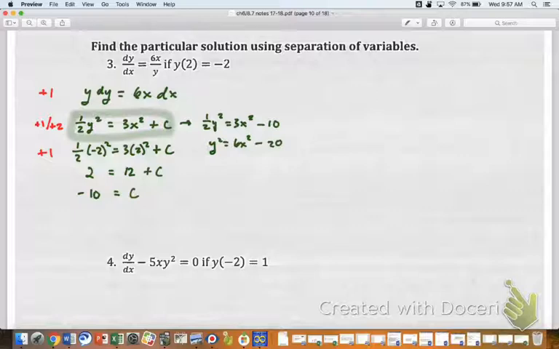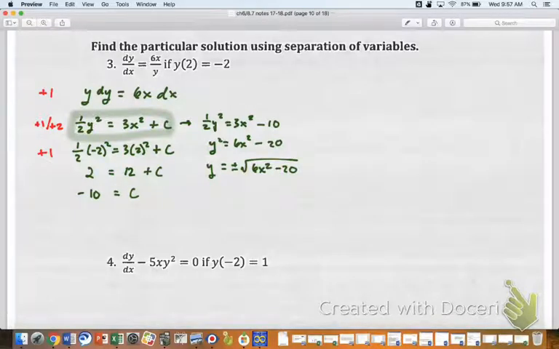Have you noticed I haven't awarded any more points to myself yet? Because I haven't earned any more points yet. I'm about to, though. I need to square root both sides, so y equals plus or minus the square root of 6x squared minus 20. I still haven't earned my last point.